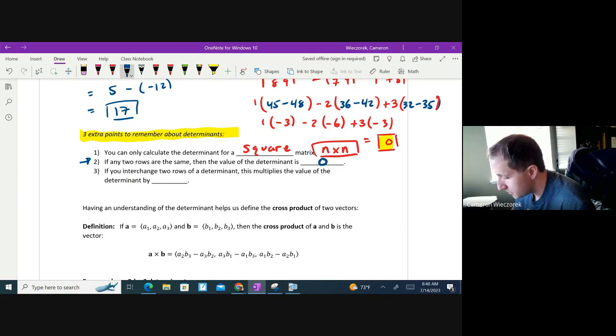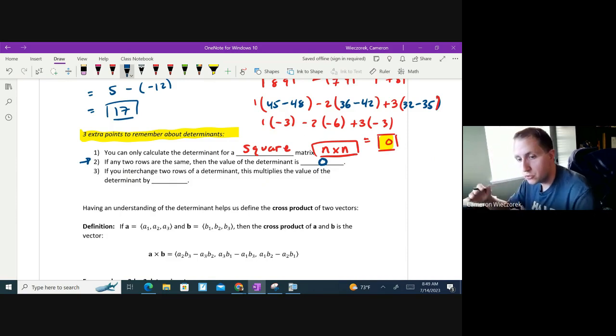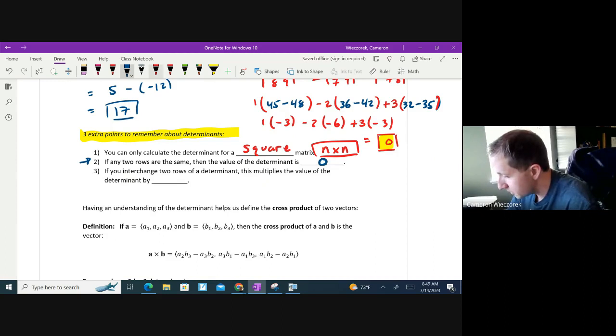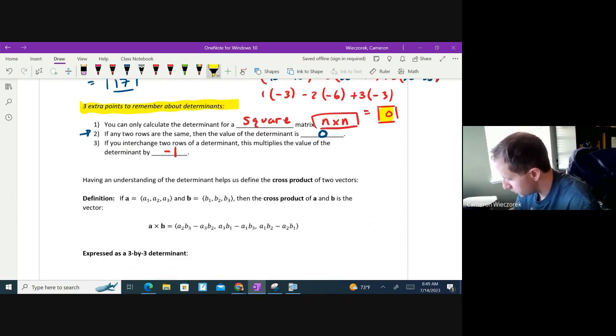And then last but not least, if you switch or interchange 2 rows of a determinant, so if you take the matrix and reverse the second row and the third row and flop their spots, that's going to multiply the value of the determinant by -1. So these are just some helpful hints to keep in mind when we start exploring what's called the cross product.